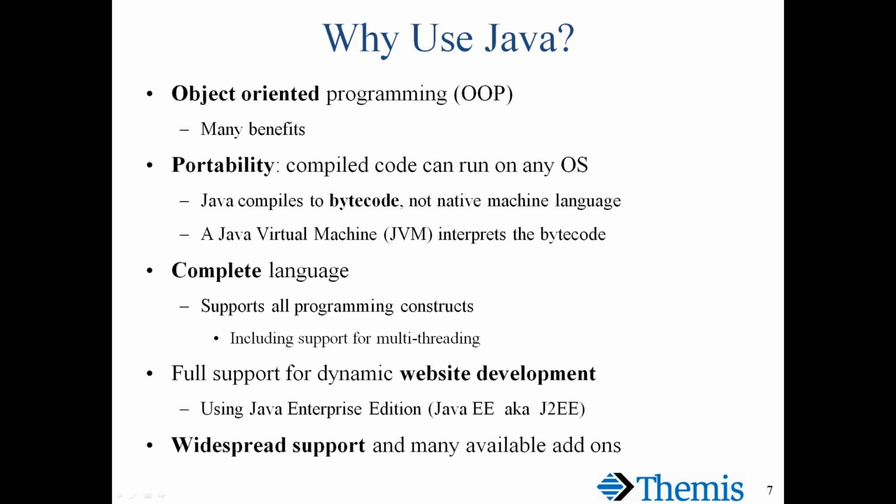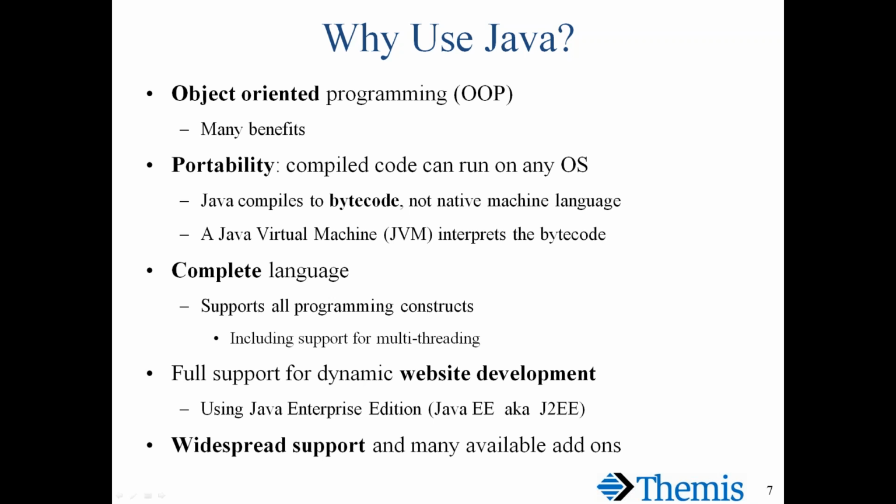Benefits of Java, being an object-oriented programming language, comes with many benefits which we're not going to detail here. You can find those anywhere. Take my word for it. Portability: Java does not compile to machine code. It compiles to an intermediate element called bytecode, and bytecode can be interpreted on any operating system, where machine code is specific to the operating system it's designed to. It's a complete language, supports all kinds of programming, even some assembler type of programming approaches, and support for multi-threading.